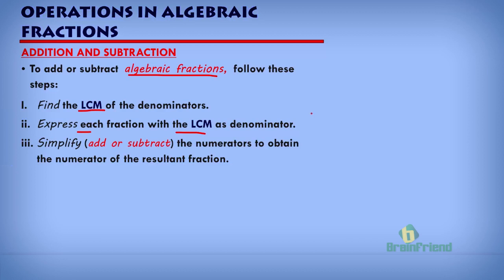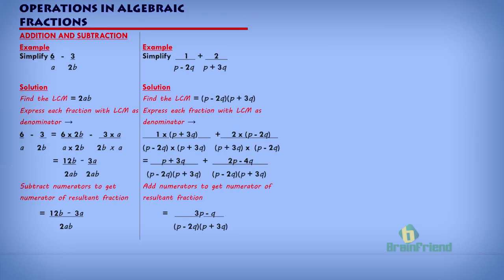So in this case, we need to find out equivalent fractions, basically, okay, in order to get fractions that have the same denominator. I'm sure you remember how to find equivalent fractions. And finally, we simplify, that is, we add or subtract the numerators to obtain the numerator of our resultant fraction. Now, let's take some examples. Simplify 6 over a minus 3 over 2b. 6 over a minus 3 over 2b.